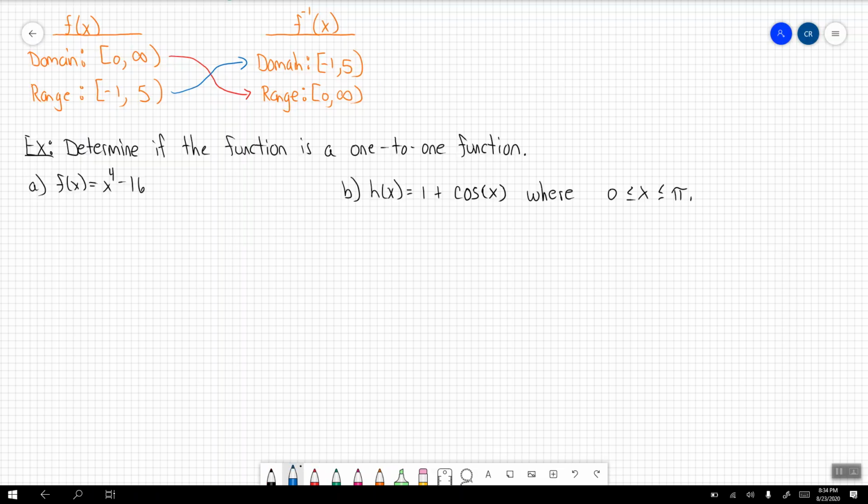Here we are. So let me just summarize the first part. Yes, f of x is a one-to-one function. Oh, excuse me, I meant no. I am so sorry. No, f of x is not a one-to-one function.